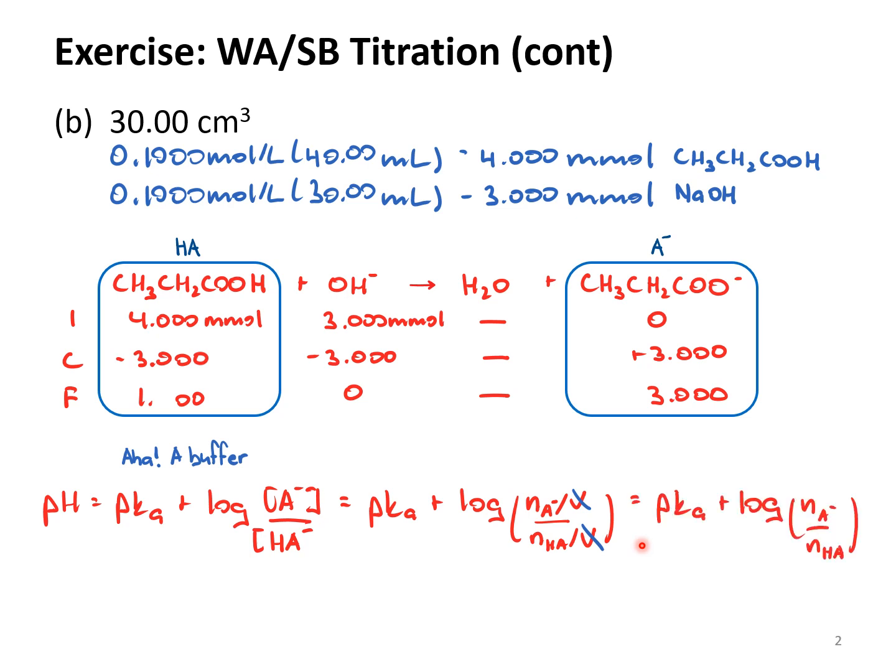And this leaves us with an equation that says the pH equals pKa plus log of the number of moles of A minus divided by the number of moles of HA. So the next step is to calculate the value for the pKa, because in this question we are given the Ka for the weak acid.